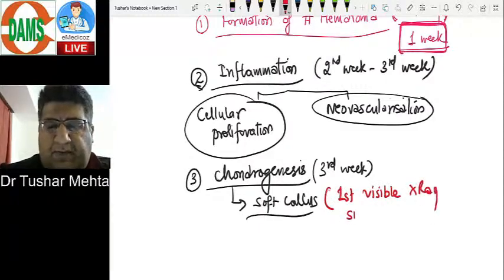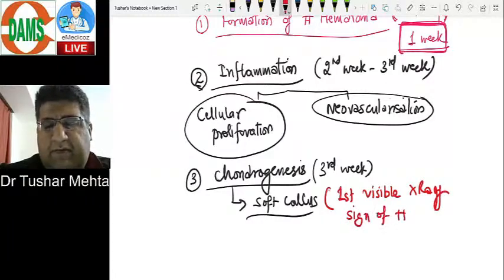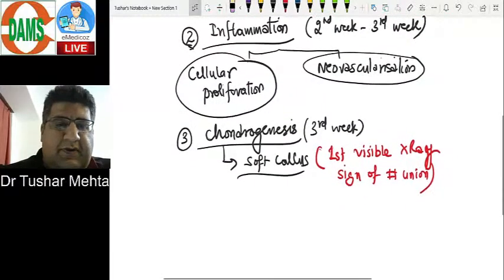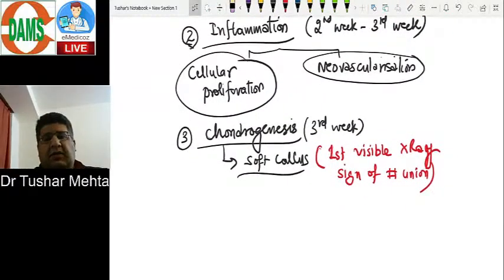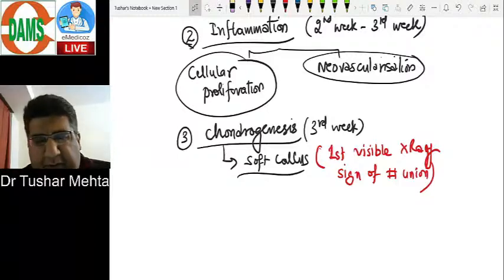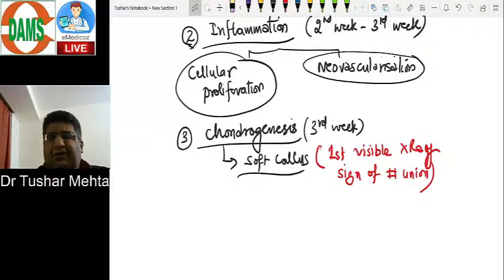visible X-ray sign of fracture union. Callus is the first visible X-ray sign of fracture union. I mean, a radiologist gets to know earlier about callus than we clinicians. Number one. Number two, some of you might have a doubt in your head: sir, if there is formation of cartilage, how can you see it on an X-ray? Because cartilage cannot be seen on an X-ray.